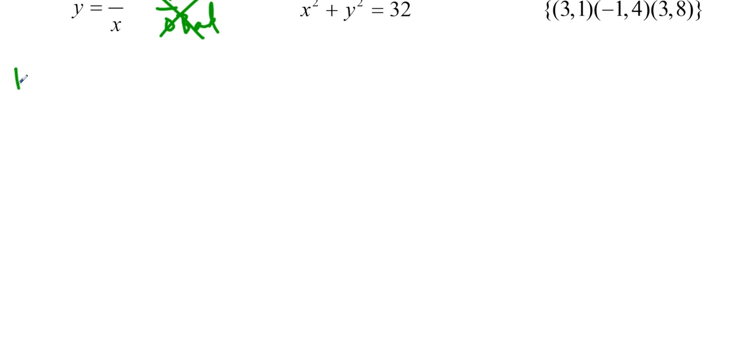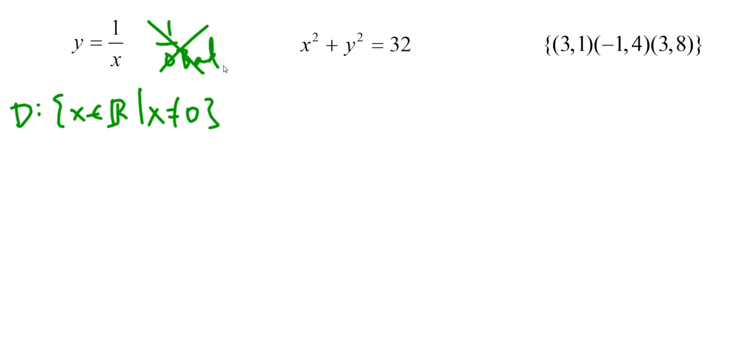So we know that the domain is x in R such that x is not equal to 0. And that's the only restriction on it. The range, however, is something we have to think about sort of separately.